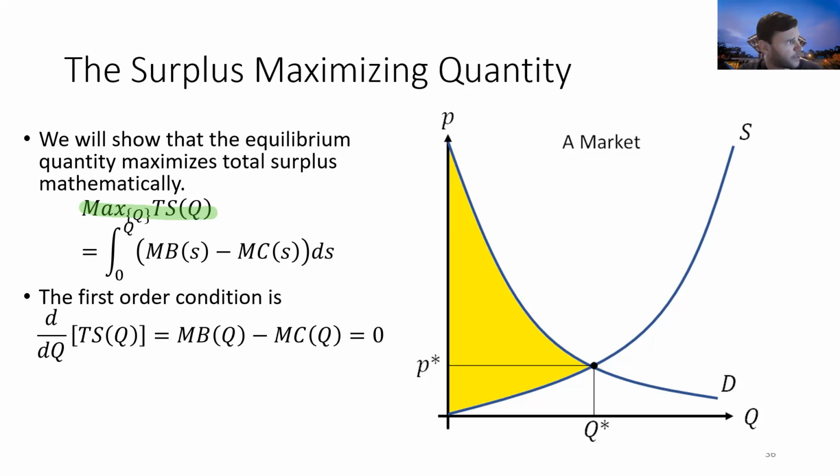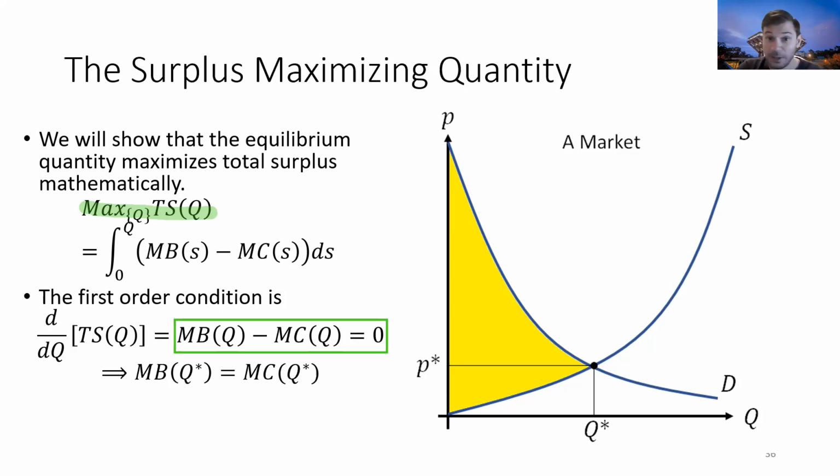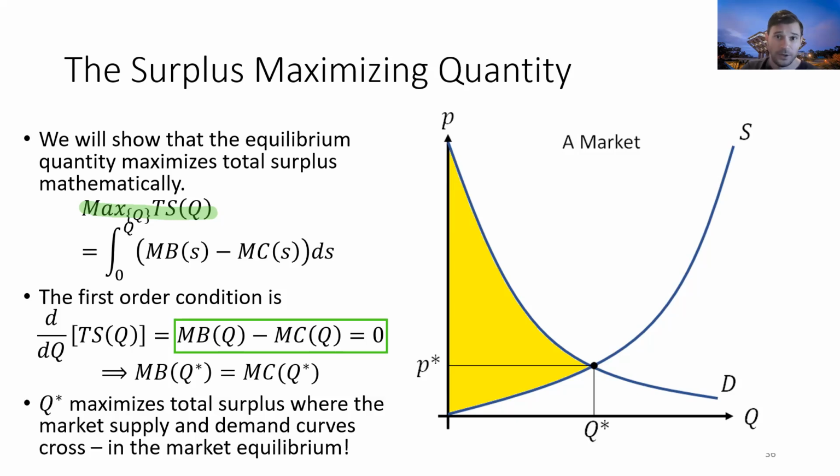So if we wanted to maximize the total surplus, the first order condition tells us that surplus is only going to be maximized if the marginal benefit of the last unit equals the marginal cost of the last unit. And that is literally where the supply curve and the demand curve cross. So even if we solve that analytically, we should see that the equilibrium quantity is the solution to the problem of trying to maximize the economic pie in the market.